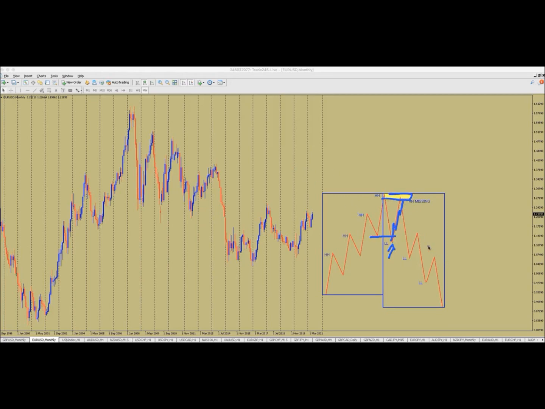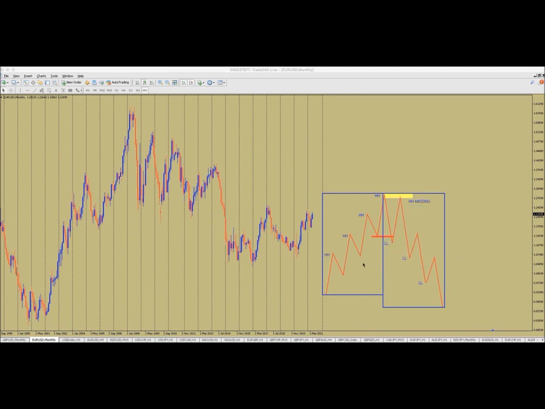Now, what is going to give you the confidence to know that this is now a down phase? We're going to have a higher high which is going to be missing. As you can see, we do not have another higher high. As the market continues going down, we see consecutive lower lows and lower highs. This is basically market structure simplified for you guys.